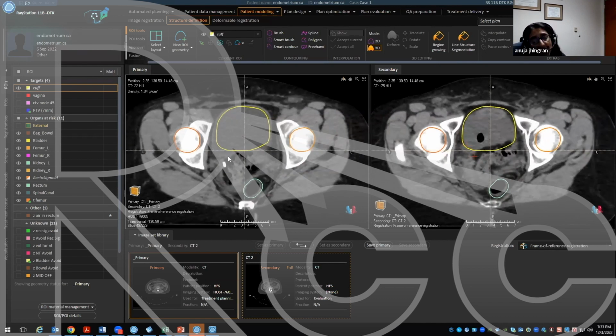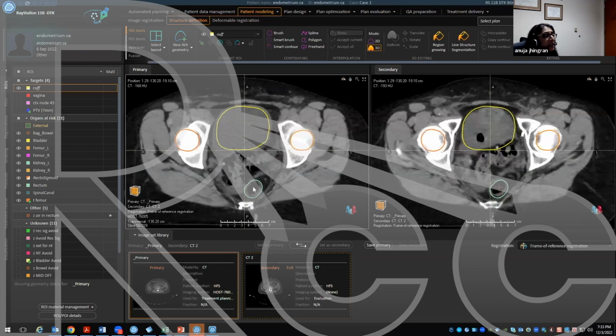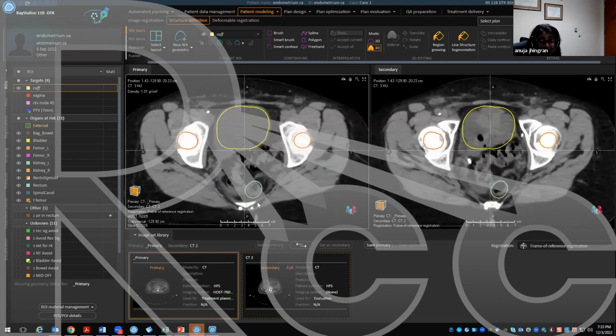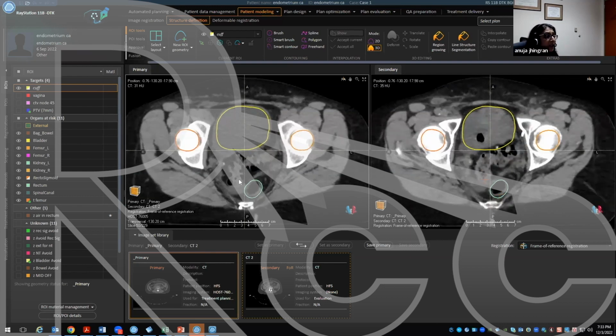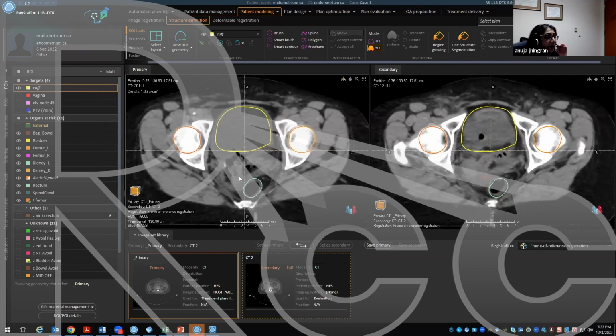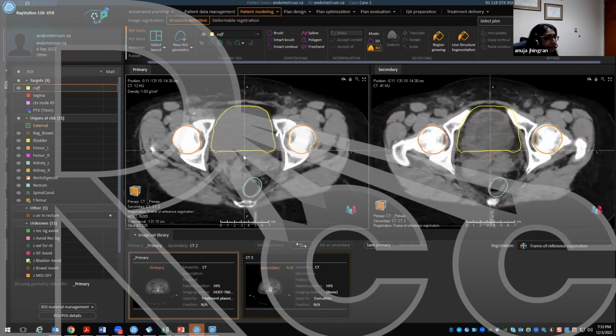And again, vaginal markers are great. They really do help if you want to put one in, but you just have to be careful about how you put it, and make sure that you don't rely on it because it could slip. It could do anything. So you have to make sure you still look at your anatomy as you're contouring, okay?